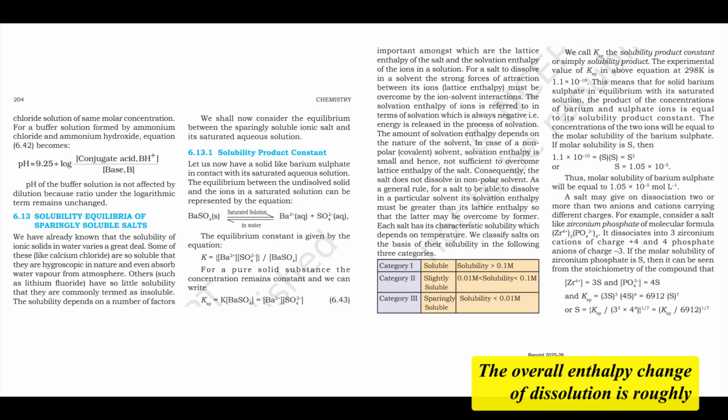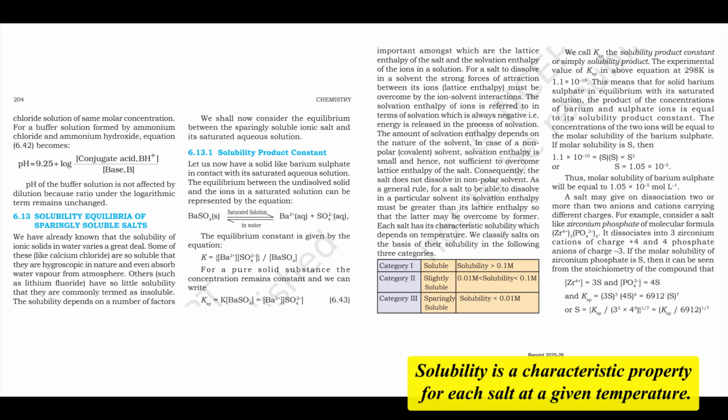The overall enthalpy change of dissolution is roughly the sum of these two, lattice enthalpy plus solvation enthalpy. For a salt to dissolve readily, the energy released during solvation must be large enough to overcome the energy required to break the lattice. Essentially, for significant dissolution, the magnitude of the negative solvation enthalpy should be greater than the positive lattice enthalpy. Solubility is a characteristic property for each salt at a given temperature.